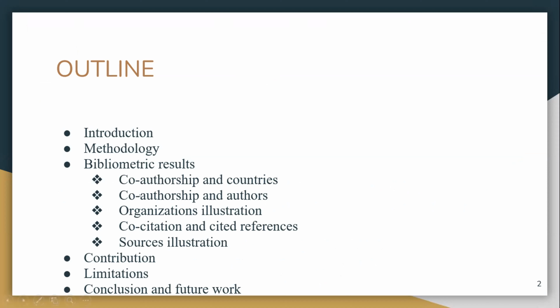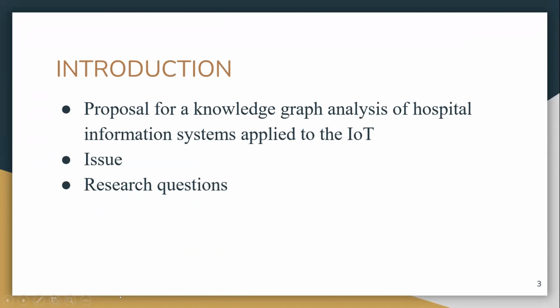First of all, we have the introduction. Secondly, the methodology adopted for our research. Then the bibliometric results, which concern co-authorship and countries, co-authorship and authors, organization illustration, co-citation and cited references, source illustration, then contribution and limitation. We will finish with conclusion and future work.